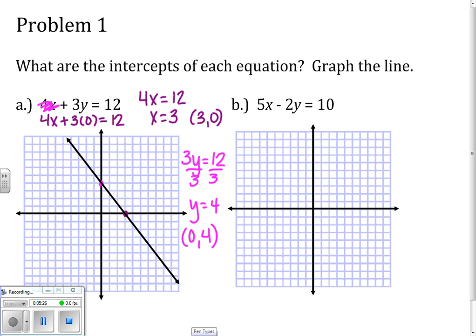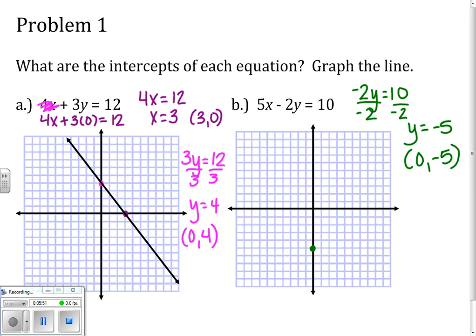For letter B, if I want to find the y-intercept first, that means I let x be 0. So imagine that that term weren't there. I crossed out the 5x. That would leave me with negative 2y equals 10. And dividing both sides by negative 2 gives me y equals negative 5. 0, negative 5. 1, 2, 3, 4, 5 puts me right there.